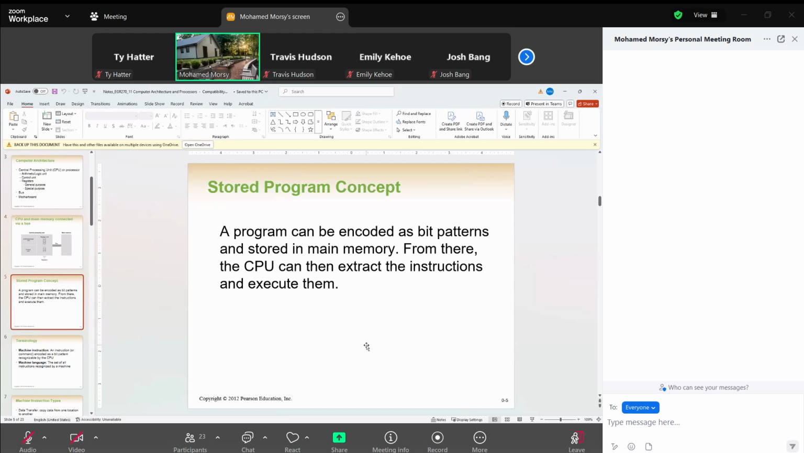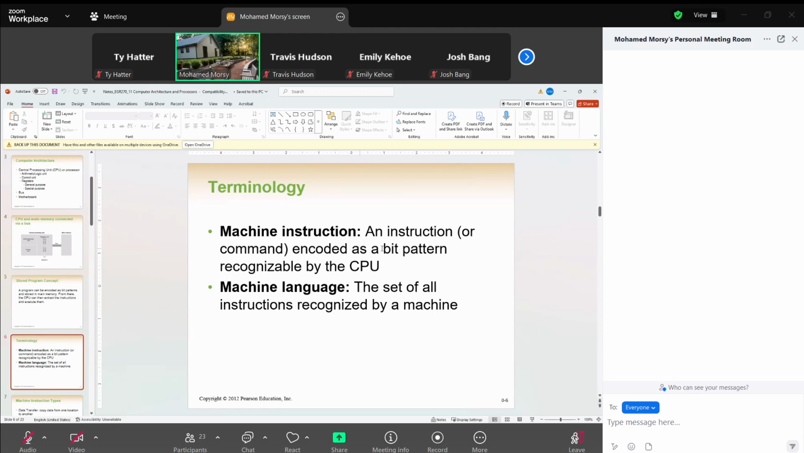Stored program concept: a program can be encoded as a bit pattern and stored in the main memory. From there, the CPU can extract the instructions and execute them. And we will see how this happens.